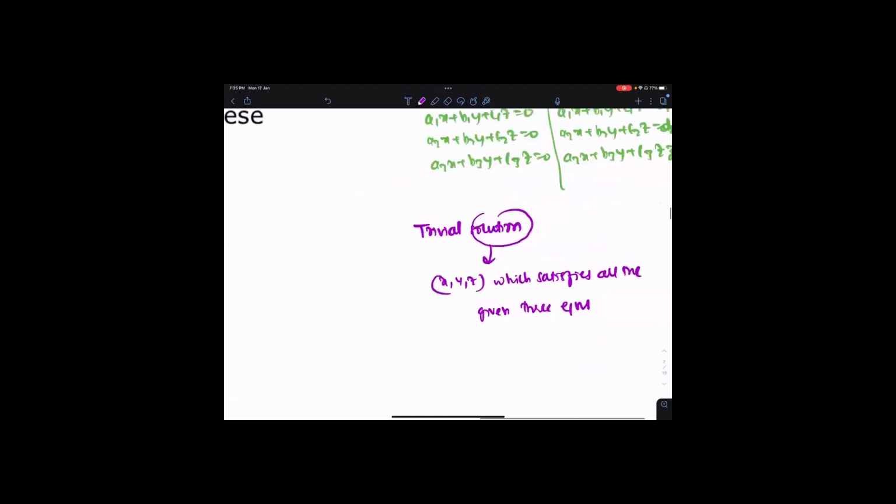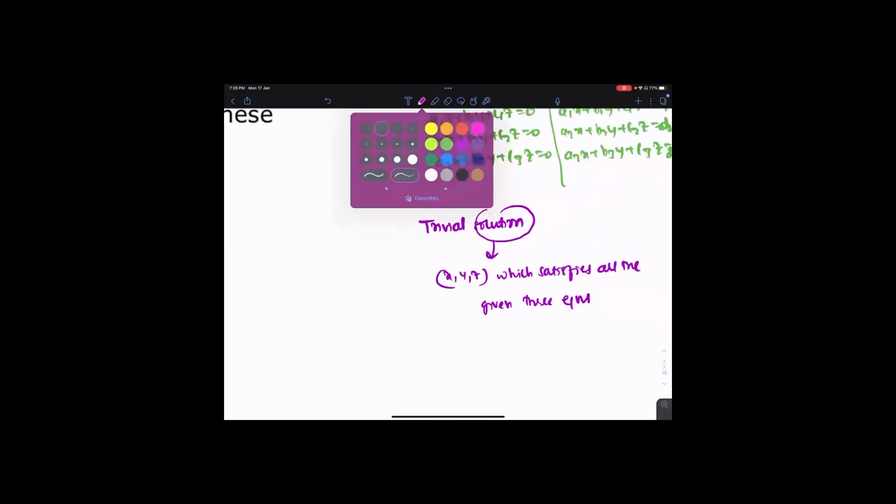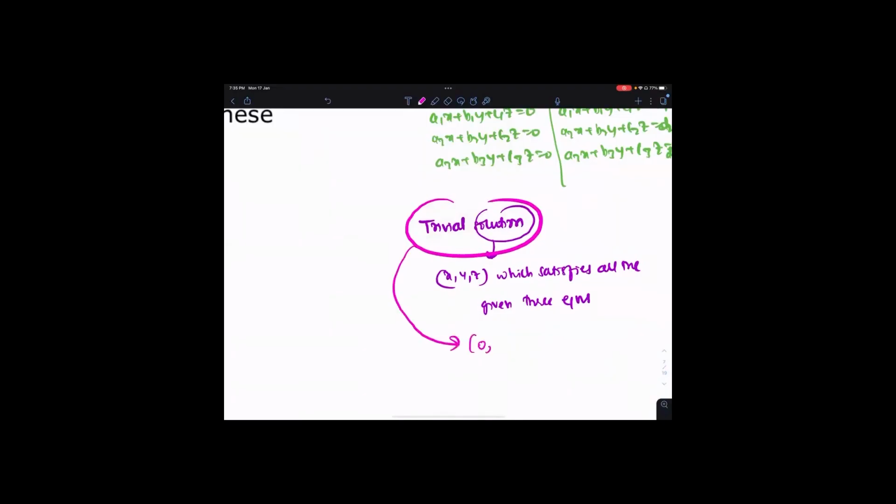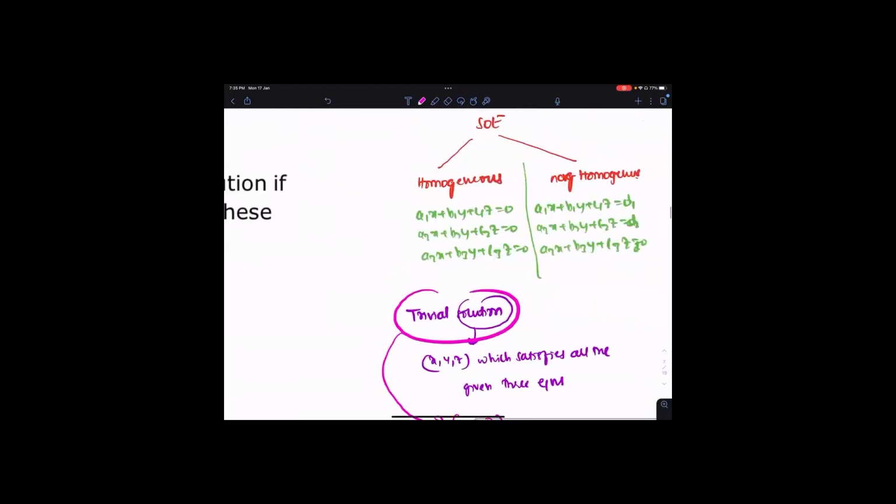Okay. Now, what is meant by trivial solution? 0, 0, 0. Now, if you actually see in the homogeneous case, 0, 0, 0 will always satisfy these 3 equations. So what can I say? Trivial solution is always a solution. Always 0, 0, 0 will satisfy this homogeneous set of equations. So we can say that trivial solution is always a solution.